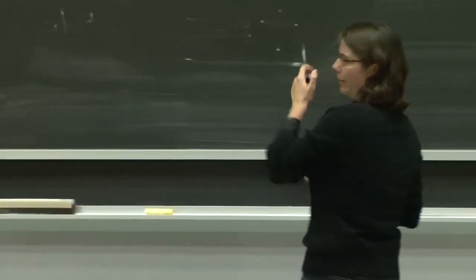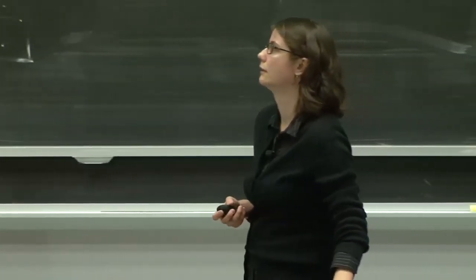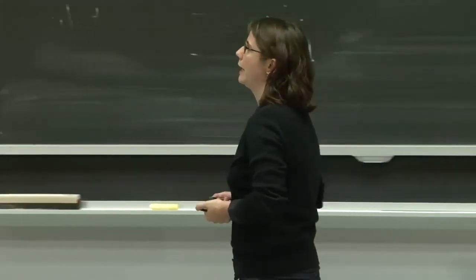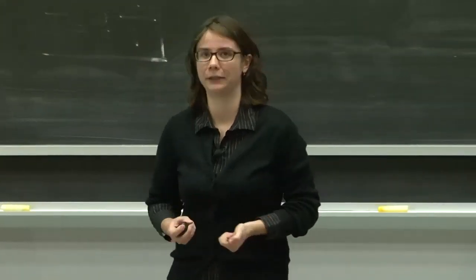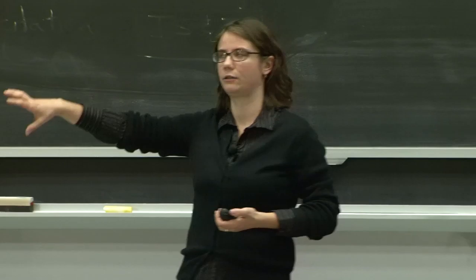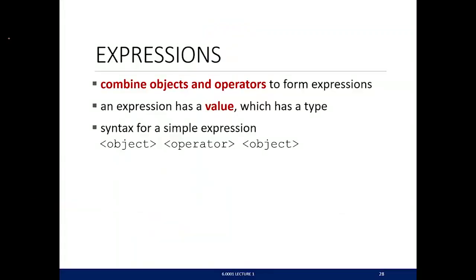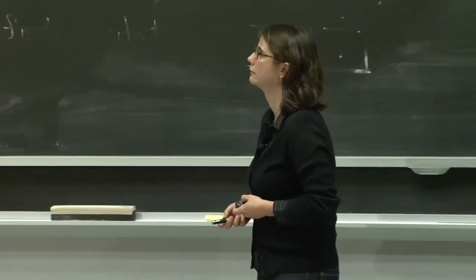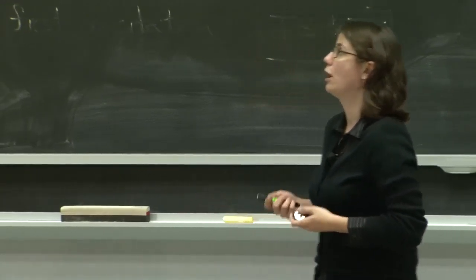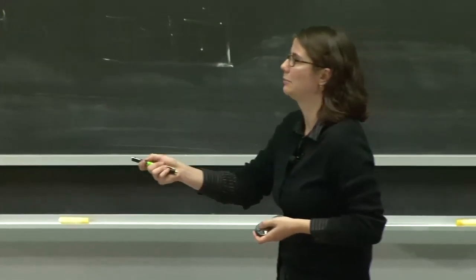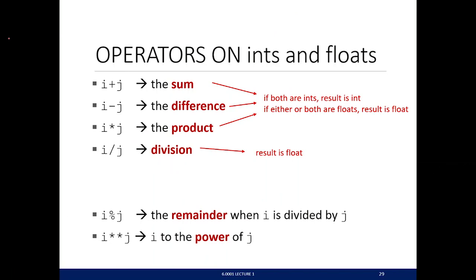All right, so we talked a little bit about objects. Once you have objects, you can combine objects and operators to form these expressions. And each expression is going to have a value. So an expression evaluates to a value. And the syntax for an expression is going to be object, operator, object, like that. And these are some operators you can do on ints and floats. So there's the typical ones: addition, subtraction, multiplication, and division.